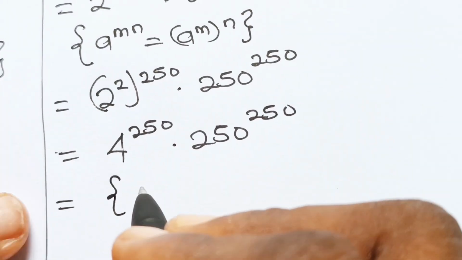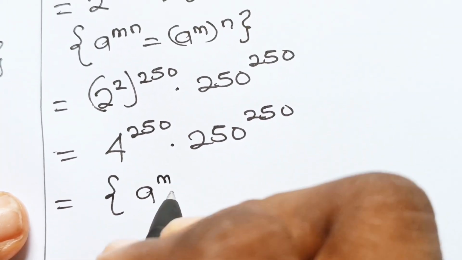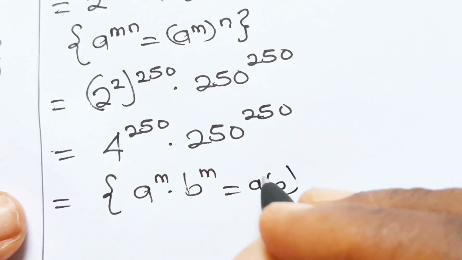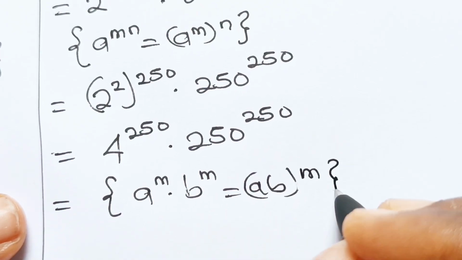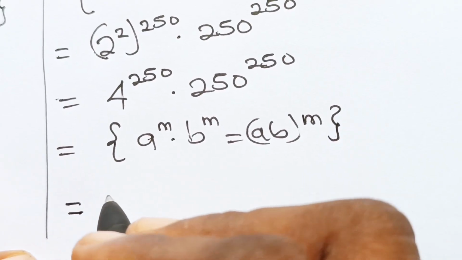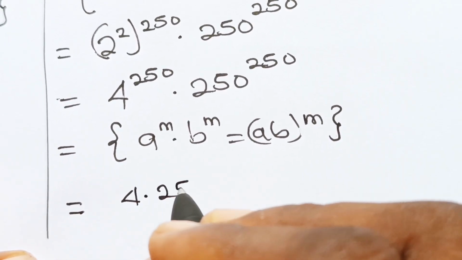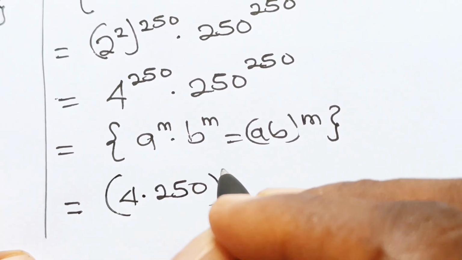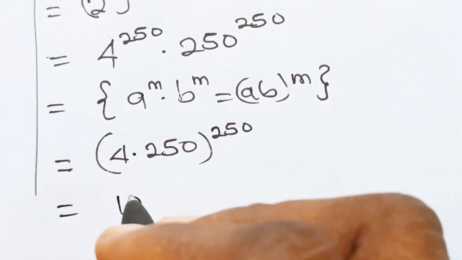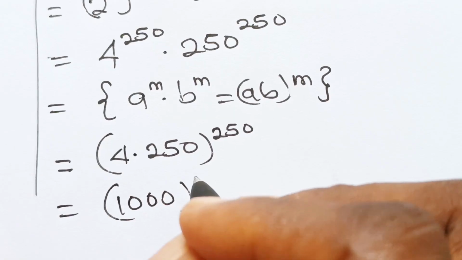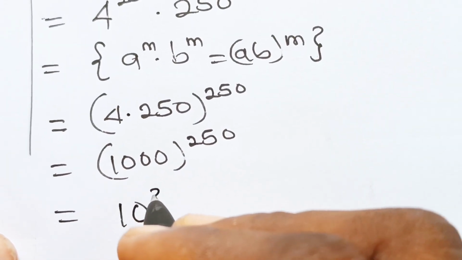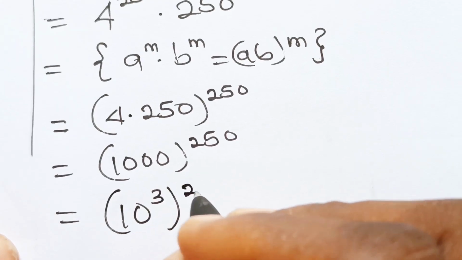Now remember that A to the power of m multiplied by B to the power of m is equal to AB raised to the power of m. So this is equal to 4 multiplied by 250 raised to the power of 250. So this is equal to 1000 raised to the power of 250. And this is equal to 10 to the power of 3 raised to the power of 250.